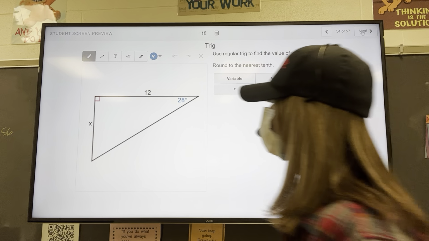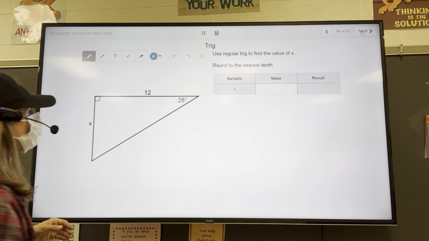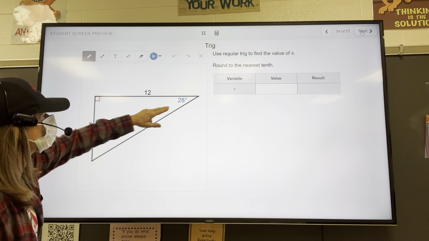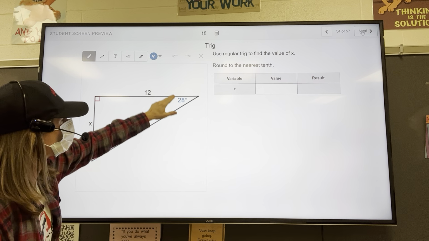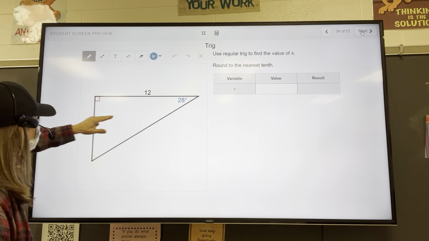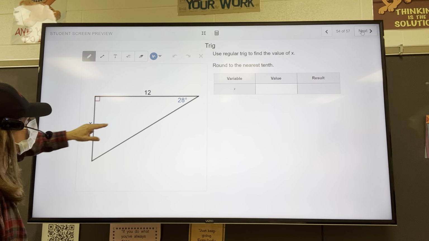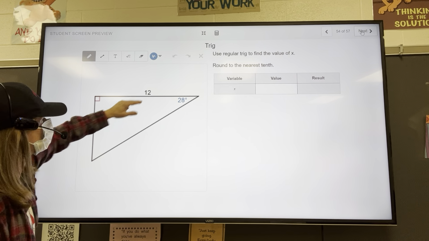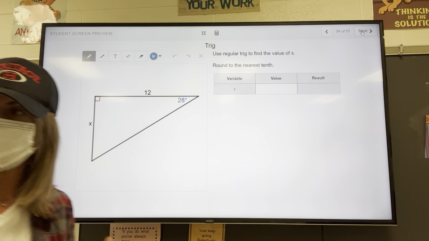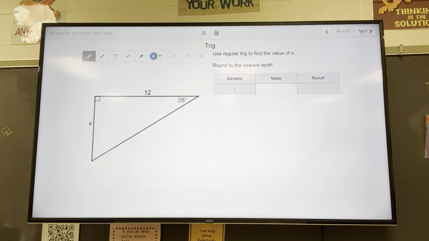This problem is a trig problem. We are given the measure of one of the other angles besides the 90 degrees. We're referencing this angle right here. This x is opposite. This 12 is adjacent. Opposite and adjacent, we have that memorized. That's tangent, the tangent ratio. The tangent of this angle, which is 28 degrees, equals opposite over adjacent.